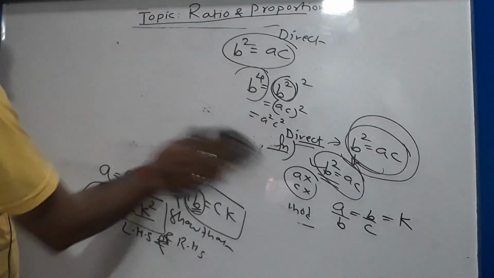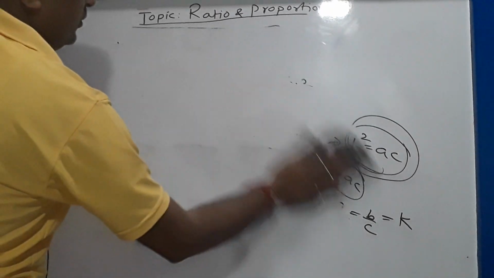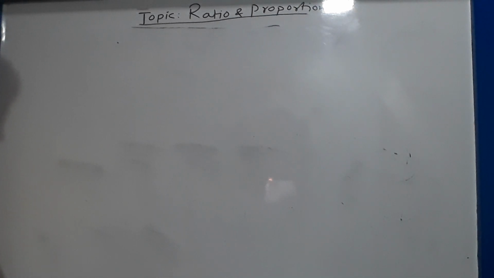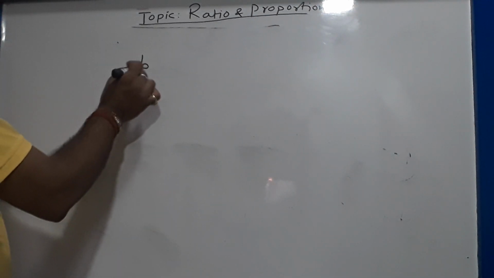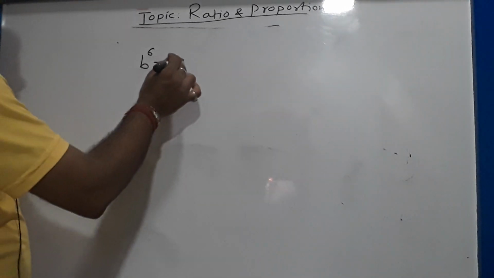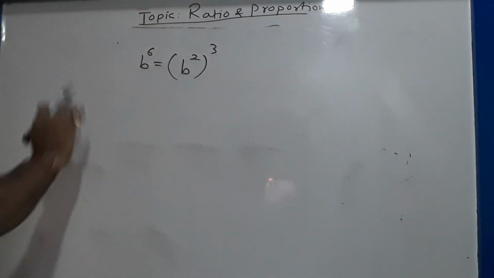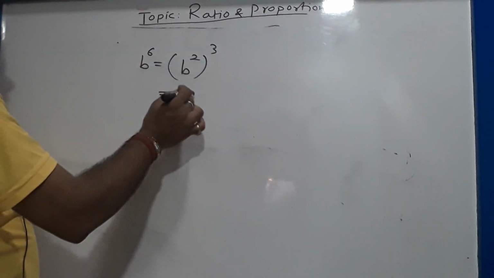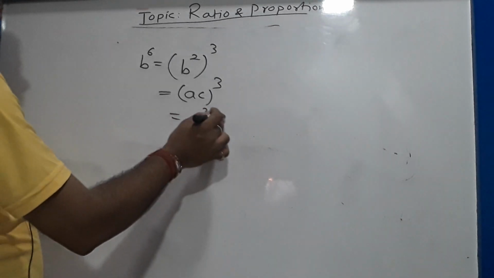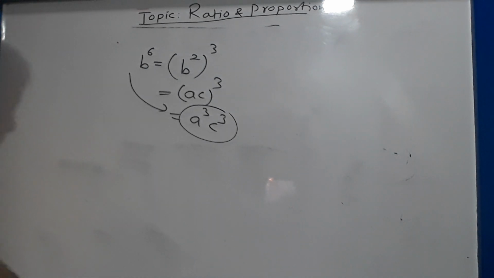If you have B power 6, then what will you write? B power 2 power 3. We know the value of B square, so I will write B power 2 power 3. Power raised to power, multiply the power. Then B square value by AC, AC cube, that will be A cube C cube. So B raised to 6 will be replaced by A cube C cube.